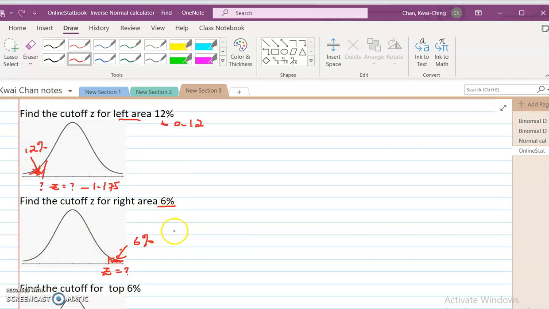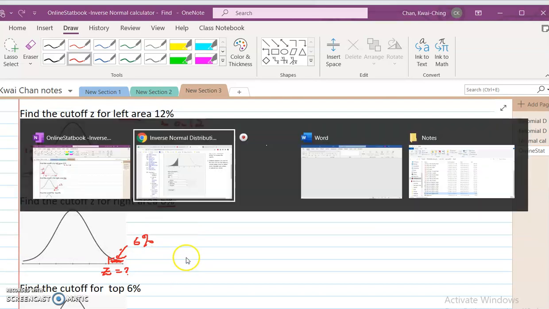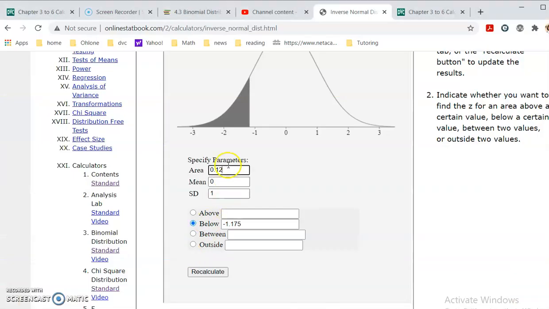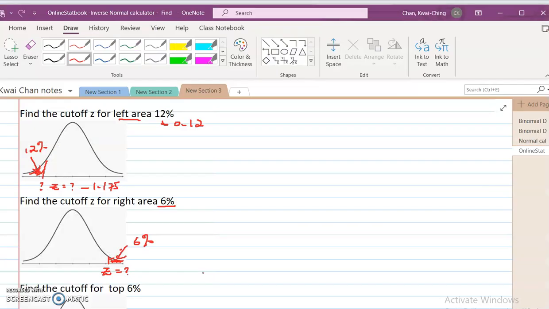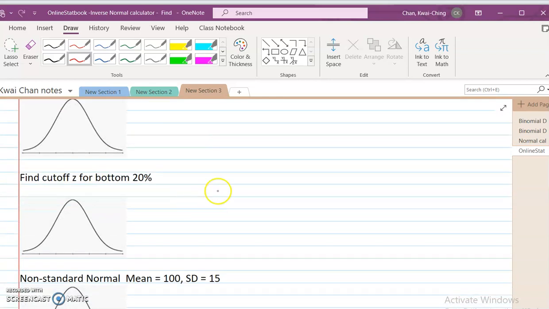For a right area of 6%, I go to the inverse normal calculator and say the area is 0.06. It's not 0.6. Then it's above, so you click above and recalculate. It's 1.55. So the Z cutoff is 1.55. Any Z that is more than 1.55 is 6% of the total.